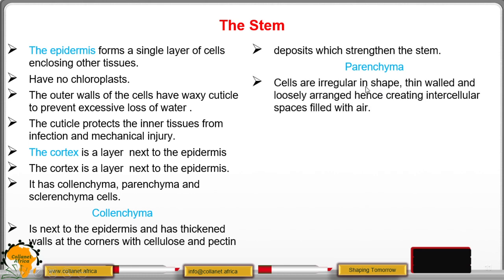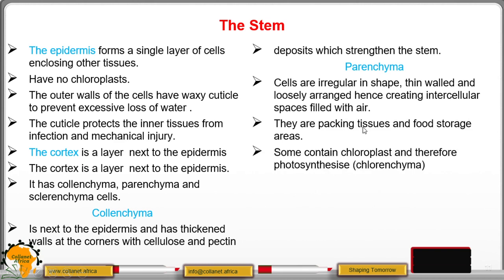Parenchyma, on the other hand, contains cells which are irregular in shape, thin-walled, and loosely arranged, hence creating intercellular spaces filled with air. They are sites for packaging tissues and food storage. Some contain chloroplast and are therefore able to photosynthesize. Those parenchyma cells containing chloroplast and photosynthesizing are called chlorenchyma.